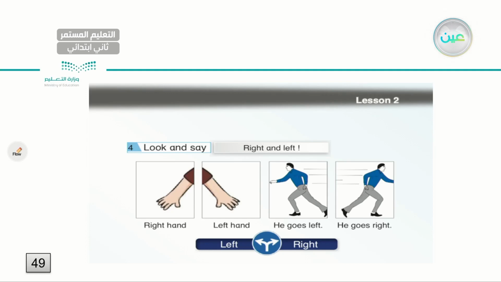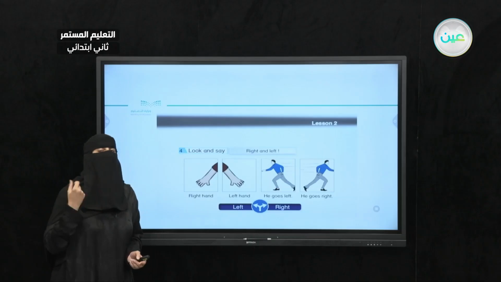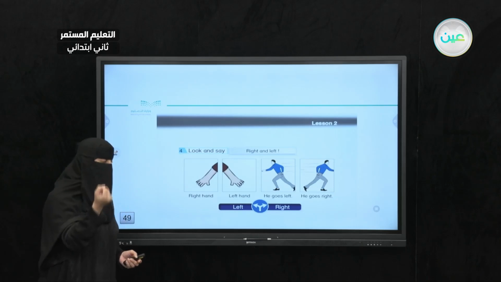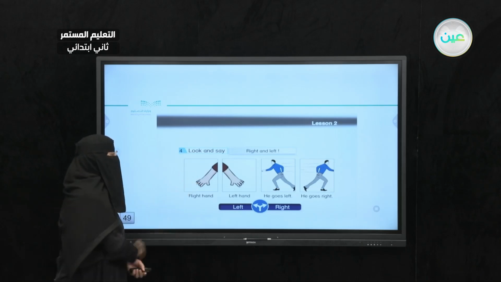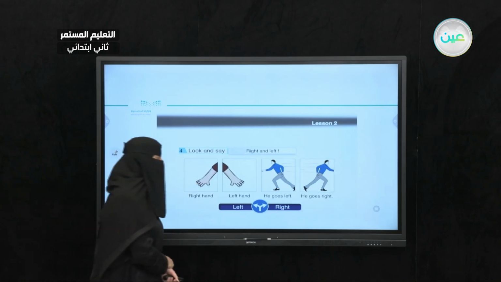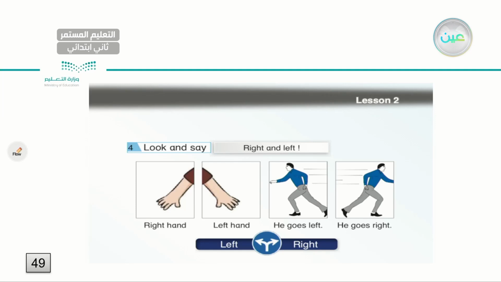Remember, we need always to eat with our right hands. Right hands, very good. Now, how about this man? He goes left, he goes right. Now, let's read these sentences one more time. Right hand, left hand. He goes left, he goes right. And then I have the two signs left and right.